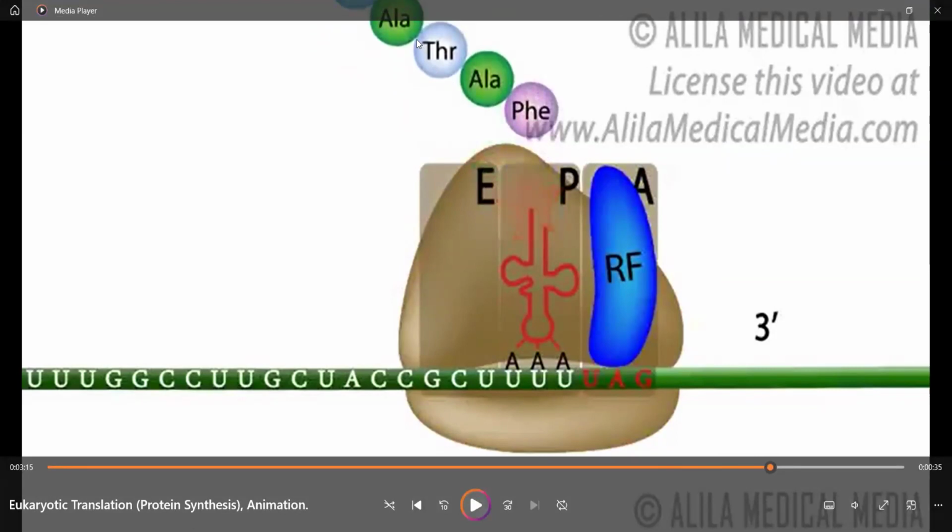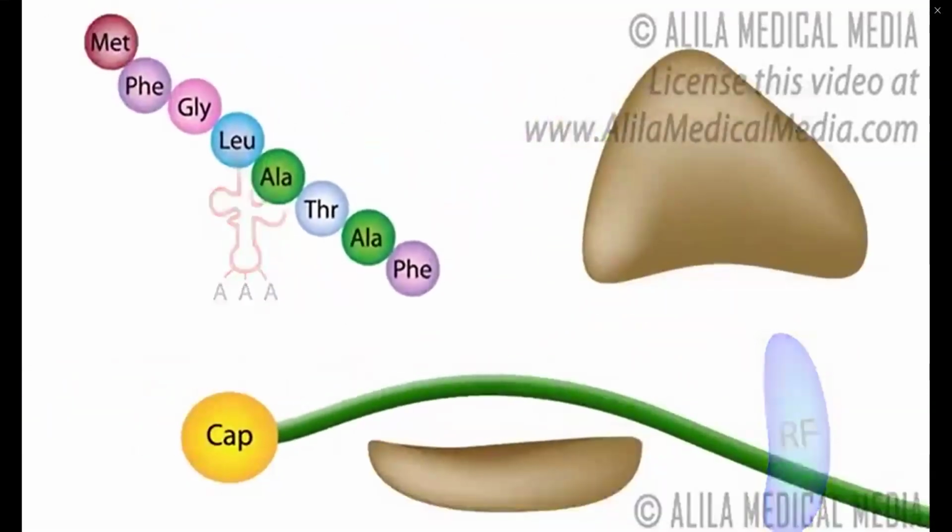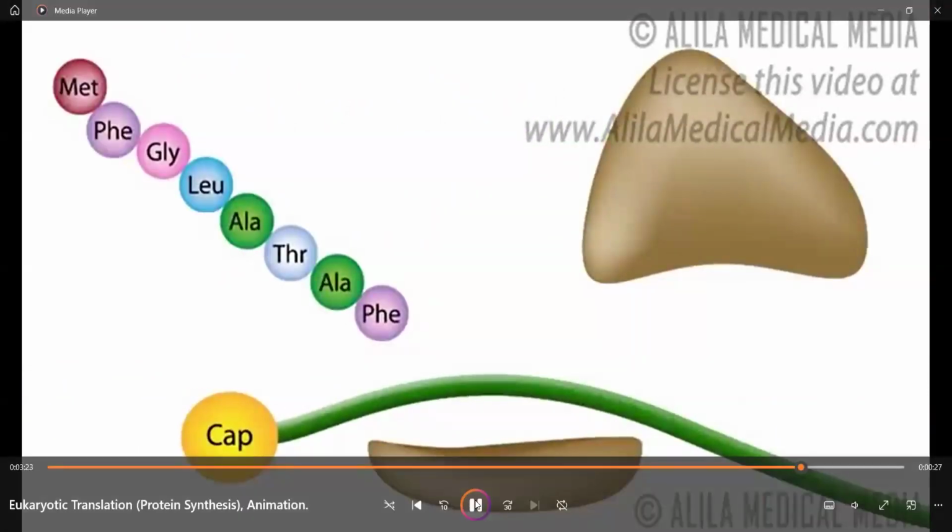So the newly formed protein is released into the lumen of the endoplasmic reticulum in eukaryotes and into the cytoplasm in prokaryotes. So all are dissociated. Even mRNA is released into the cytoplasm, tRNA is released into the cytoplasm. So everything is over. The protein synthesis is completed. So this is elongation.